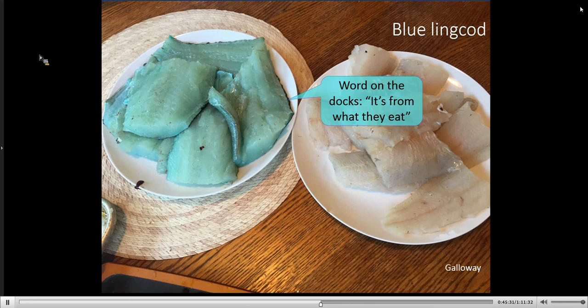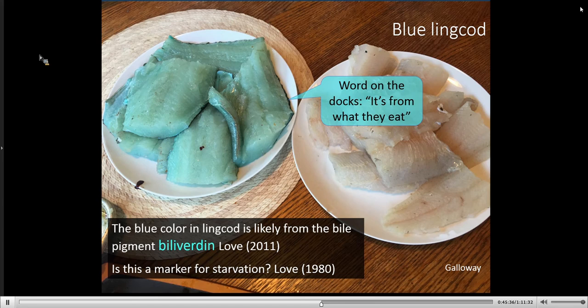Basically it's thought that the color is from the biopigment biliverdin, and that's likely what it is. It's been shown for true cod, Atlantic cod, that biliverdin content can increase in the gallbladder during starvation. But that's not a fish where biliverdin is known to bleed into the tissues and make them blue. So I don't know if it could be a trophic signal. But of course, trophic could mean many things. It could mean starvation. So I have a number of hypotheses that we're pursuing.